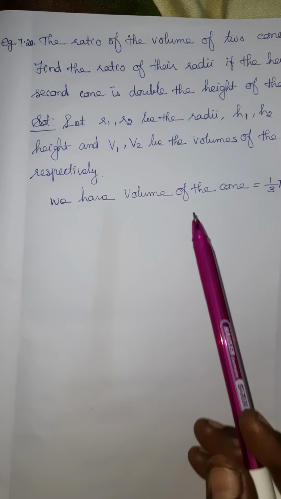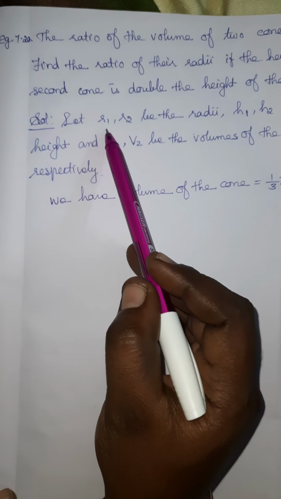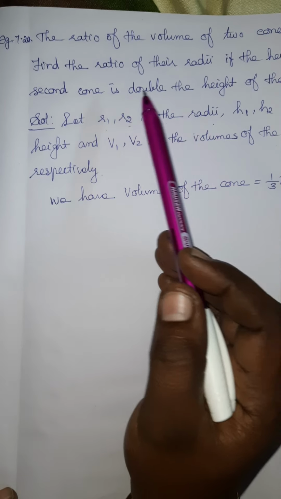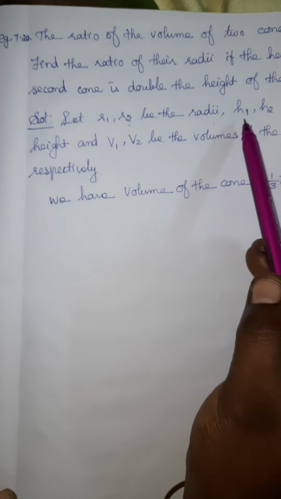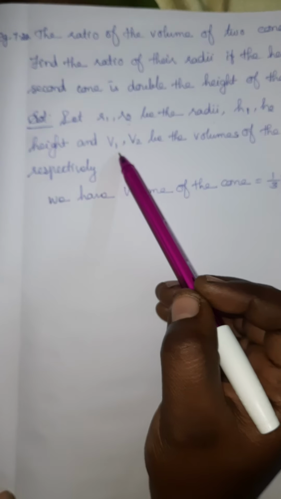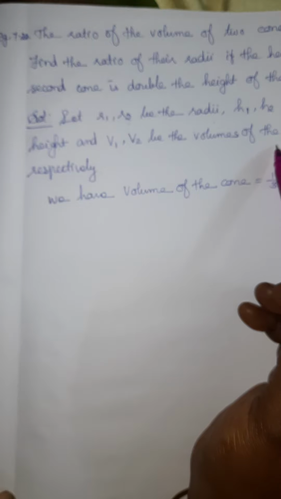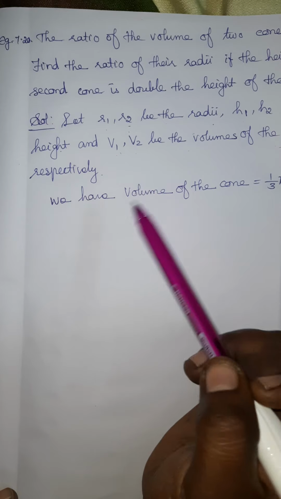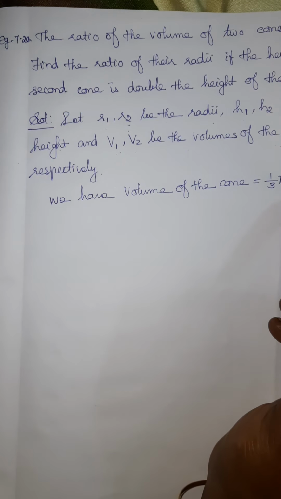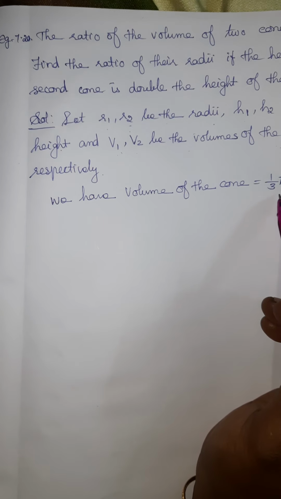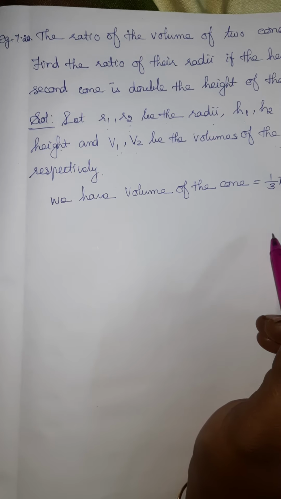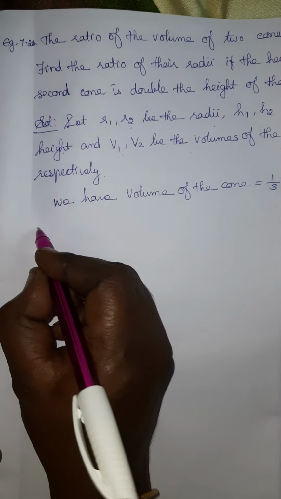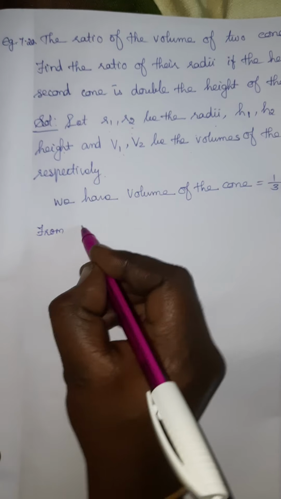Okay, so for doing this sum, first of all you consider R1, R2 be the radii. Two cones, so R1, R2 be the radii, H1, H2 be the heights and V1, V2 be the volumes. Since the volume of the cone is involved, you write the volume of the cone formula. It is 1/3 pi r square h. Now what values are given from the given information?